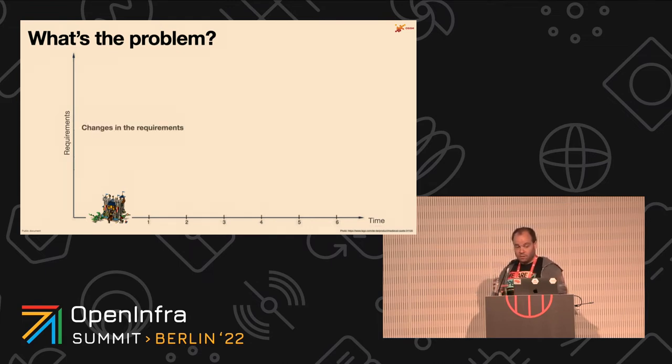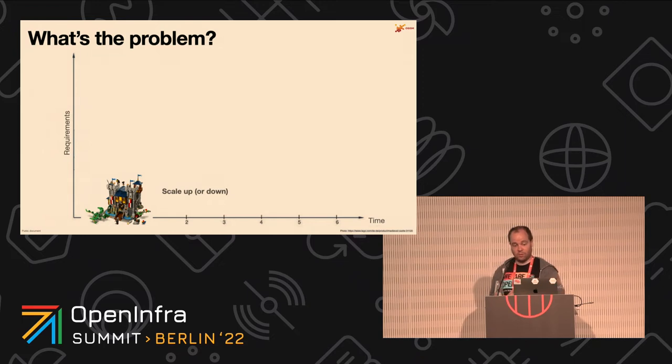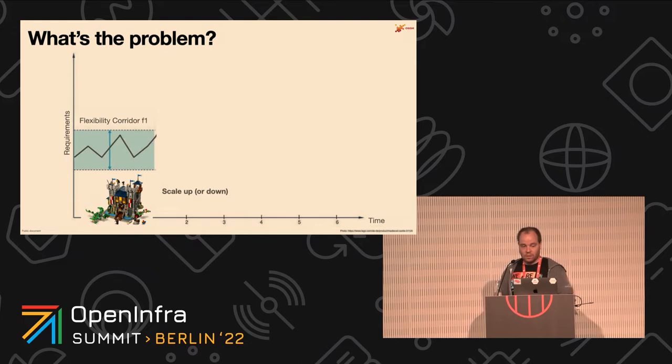And then you have changes in the requirements. You have a new hardware type. You have new GPUs, or you have DPUs, or a new switch vendor, or a new data center. Or something changes. One of the changes could be a scale up of the environment, new hardware is coming in, or a scale down, you have to remove some hardware, and the environment will change. And there is something called a flexibility corridor. So it's not a big deal to change smaller pieces of an environment. You can scale it, or you can add a new service, or you can remove a service.